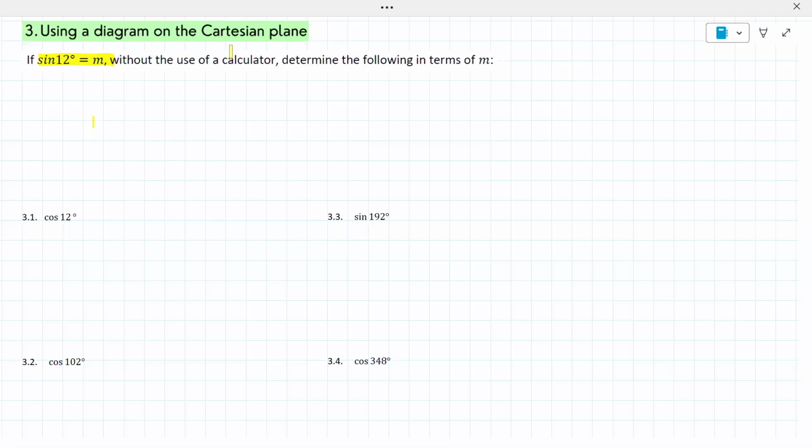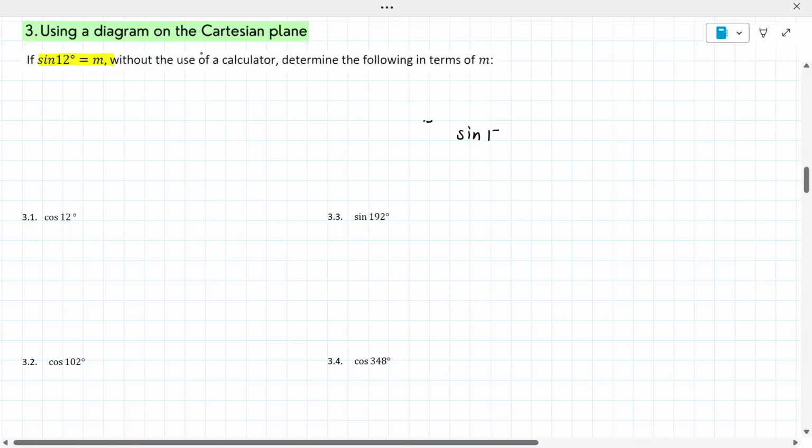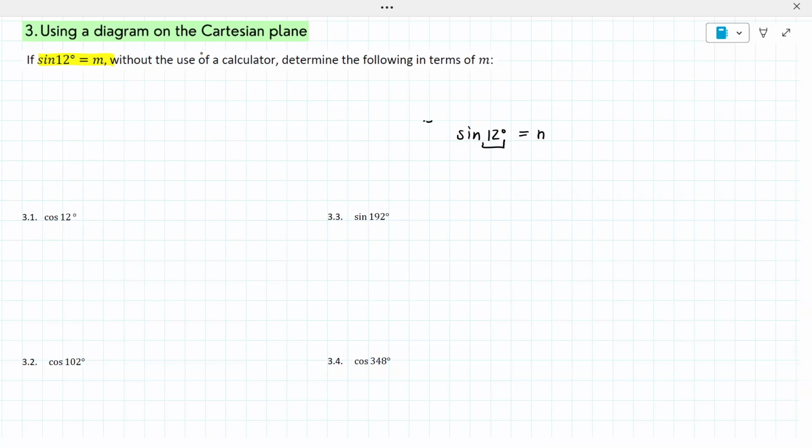if I give you something like this, my first thing is always draw the diagram. Because remember, what you have been given here is an angle. So you've been given one of your angles in your triangle. You know that because this is trig, your second angle in your triangle is 90 degrees. And you've been given a ratio. M over 1 is your opposite over hypotenuse of sine.